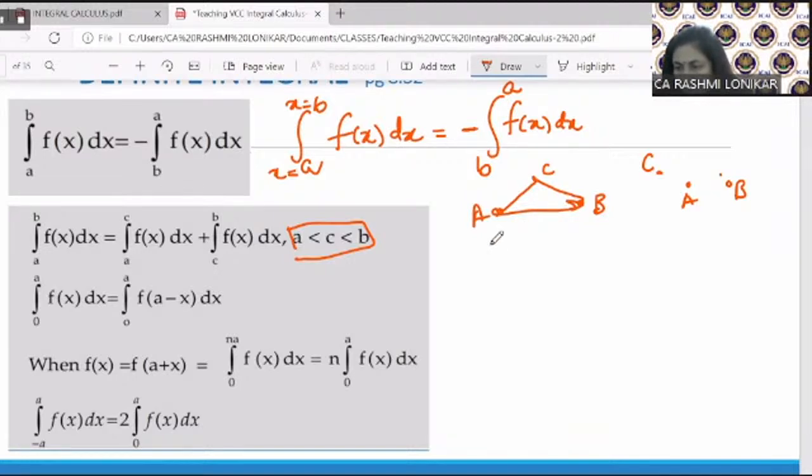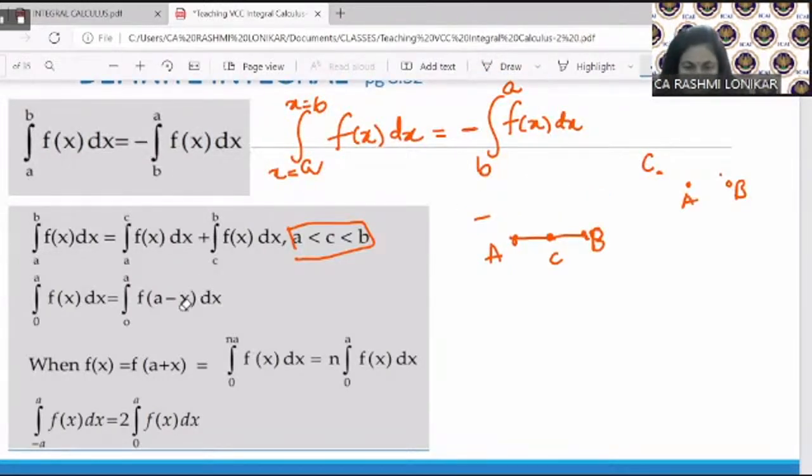So A, C and B. Okay. So this way, if I find the integral from a to c, and then I find from c to b, it is as good as the given interval.